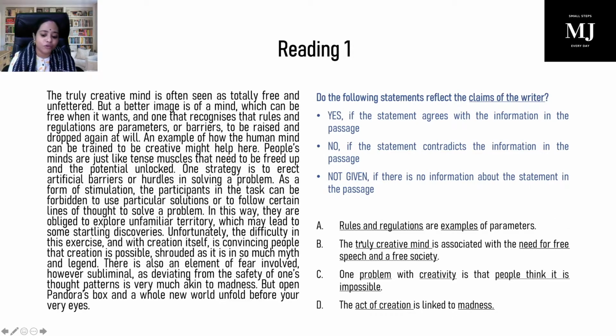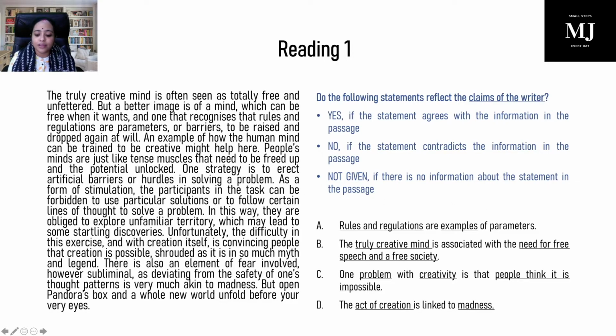Why? Because if you remember the code, first the information about the rules and regulations is present. Then, is the opposite one present? No, it is exactly the same. So it matches with the information in the passage. Our parameters are examples of parameters. Same. That means A1 is true.